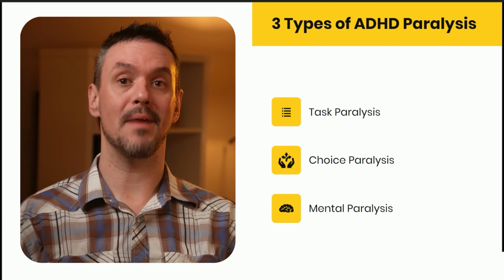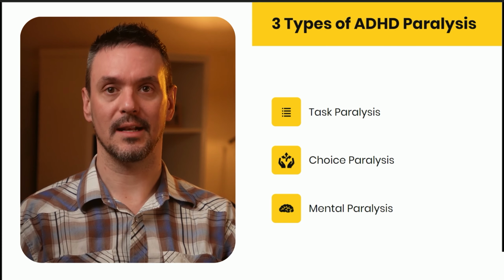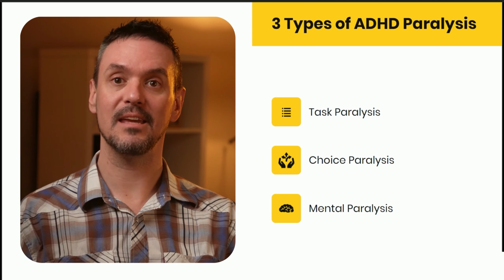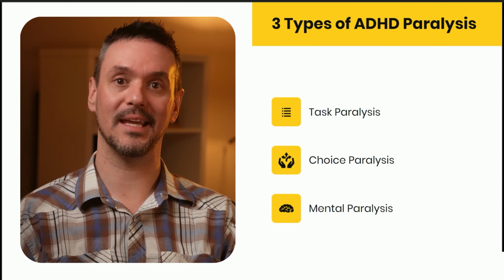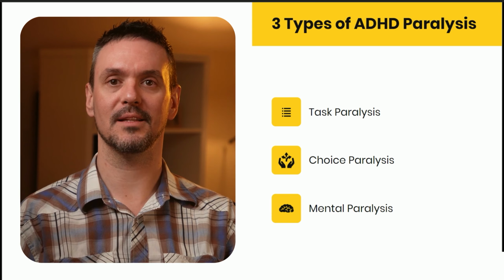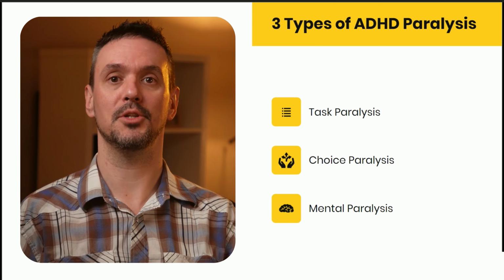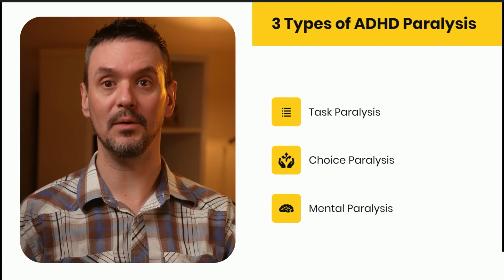So there's 3 main types of ADHD paralysis. There's task paralysis, which is the inability to start or complete a task. Someone experiencing this may delay their tasks by zoning out or repeating something that's already been completed, or can spend hours just on a simple job due to this feeling of powerlessness.